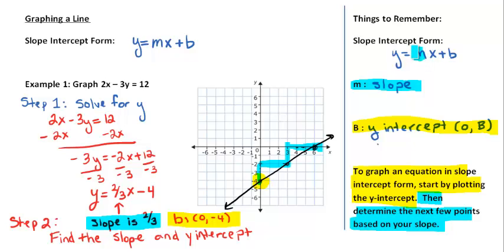That m value corresponds to my slope, so everything highlighted in blue goes together. And my b value corresponds to my y-intercept. Everything highlighted in yellow corresponds to the y-intercept.